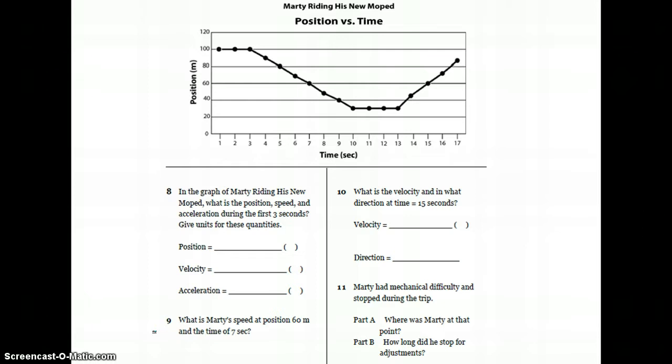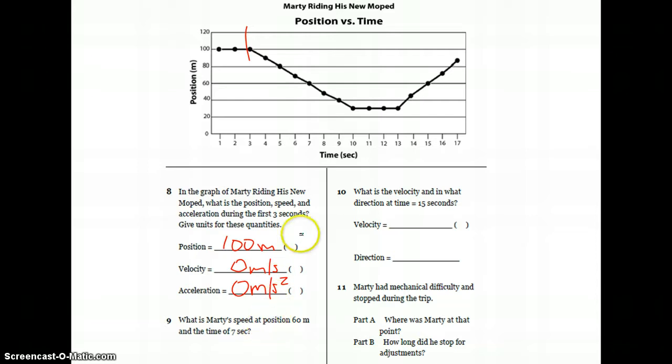In the graph of Marty riding his new moped, what is the position, speed, and acceleration during the first 3 seconds? Well, after walking all those graphs, you guys should know that from here to here, he is standing at the 100 meter mark, but he is not moving and therefore not accelerating. Love that one.